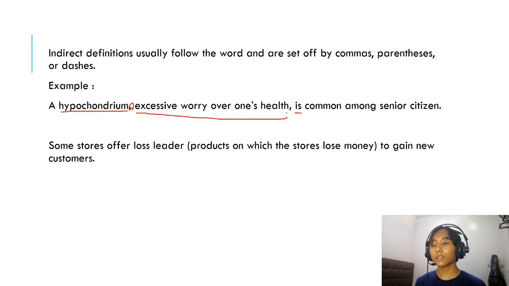Next, some stores offer a loss leader. Loss leader, what is it? A product on which the store loses money to gain new customers, right? So, these are called parentheses. The explanation is contained in these parentheses: loss leader, a product on which the store loses money. Okay, next.